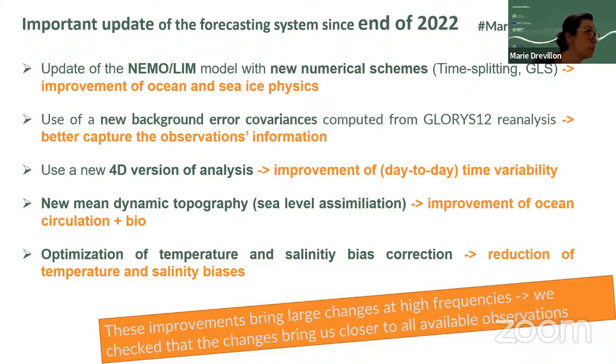We are now using a 4D version of the analysis. So this is really improving the results and the day-to-day time variability. We are using a new mean dynamic topography, which improves the ocean circulation. And we also have improved the bias correction at large scales for temperature and salinity. We have checked with observations that these improvements are really improving the overall results, including at high frequencies.